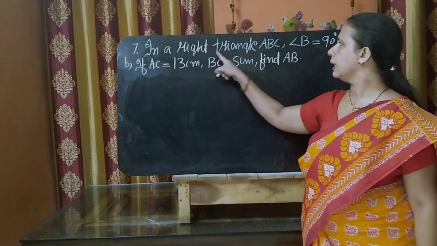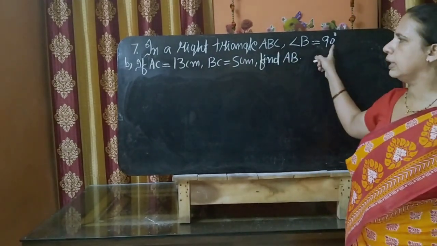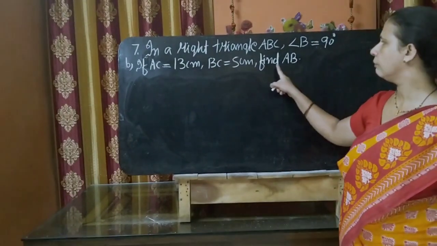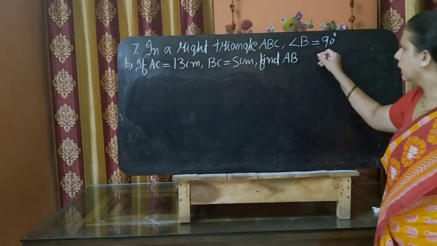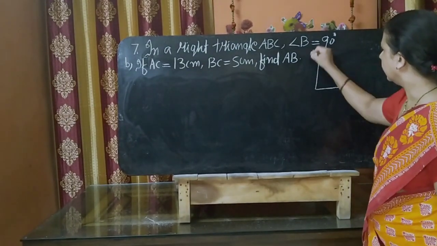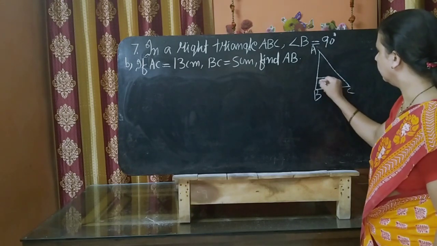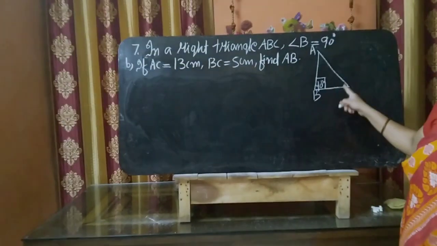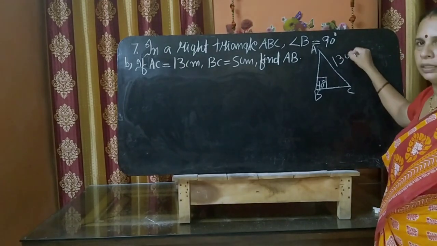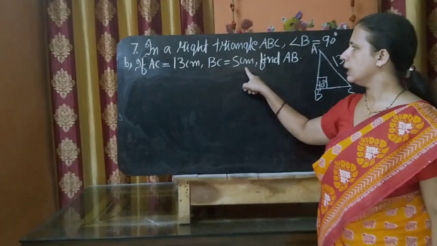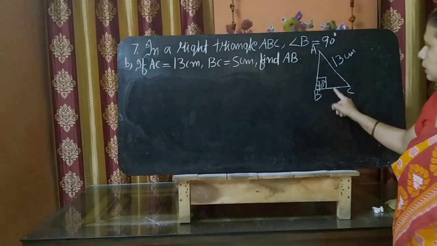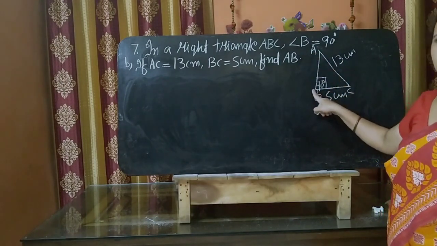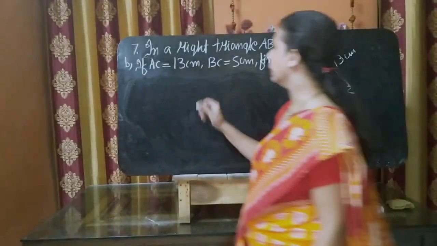Question is, in a right triangle ABC, angle B equals 90 degrees. If AC equals 13 centimeters, BC equals 5 centimeters, find AB. Here AC is given. What is AC in this figure? Hypotenuse, 13 centimeters. Next BC is given, 5 centimeters. BC is base. Here we have to find out AB. AB means altitude. We have to find out.